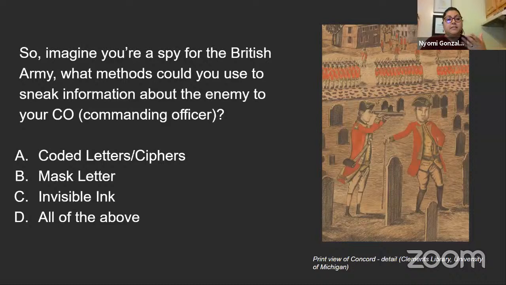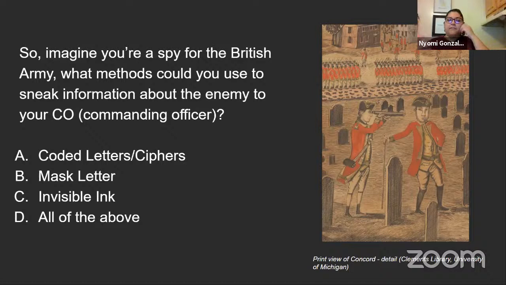So let's put our thinking caps on and let's answer the next question. We're gonna pretend that you're a spy, but you're a spy for the British Army. What kind of methods do you think you could use to sneak information about the enemy to, say, your commanding officer, whether it's Sir Henry Clinton or Lord Cornwallis? They might need this important information about the enemy. So how are you going to get that to them? Are you going to use A, coded letters and ciphers? B, something called a mask letter? C, invisible ink? Or D, all of the above?